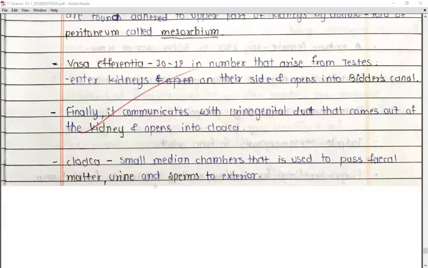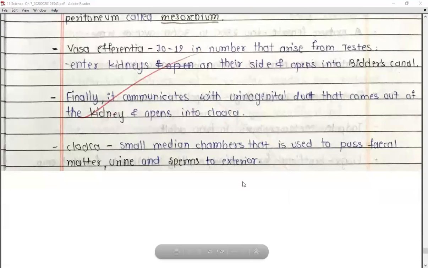So the cloaca is a small median chamber that is used to pass fecal matter, urine and sperms to the exterior. So the cloaca in males is responsible for three functions. First, it passes the fecal material, that is the stool, right? Second, it also passes the urine, and third, it also passes the sperms. So three things are passing from a single opening in the male, and that is the cloaca, right?